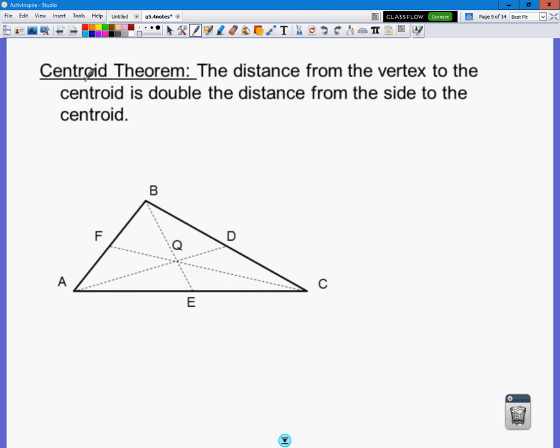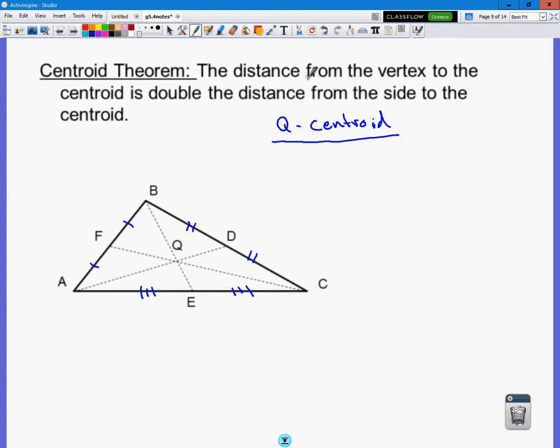The centroid theorem says the distance from the vertex to the centroid is double the distance from the side to the centroid. Well, let's look at what that means. Q is the centroid, and we're going to just make sure that you can see that it is by making sure that each one of those points on the side is a midpoint. So make sure that you mark the triangle. On the side where AB is, mark AF and FB with 1 mark, BD and DC with 2 marks, AE and EC with 3 marks, which makes Q a centroid.